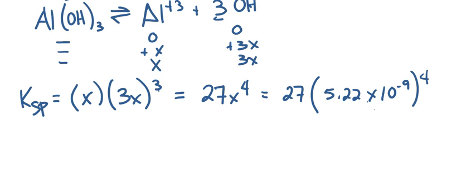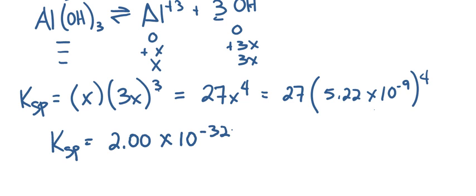So let's go 5.22 exponent negative 9 and take that caret 4, and that gives me 7.42 times 10 to the negative 34 if you wish to do it that way, and then multiply that times 27. So my Ksp for this is 2.0 times 10 to the negative 32. Really small. Okay? Alright, and again, this is just one way of doing it.